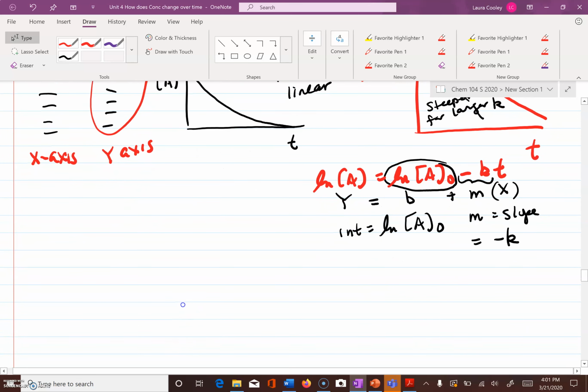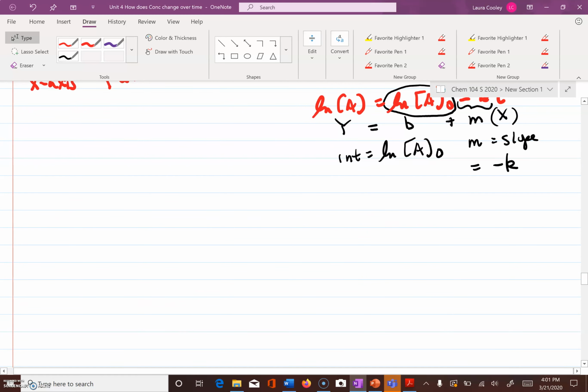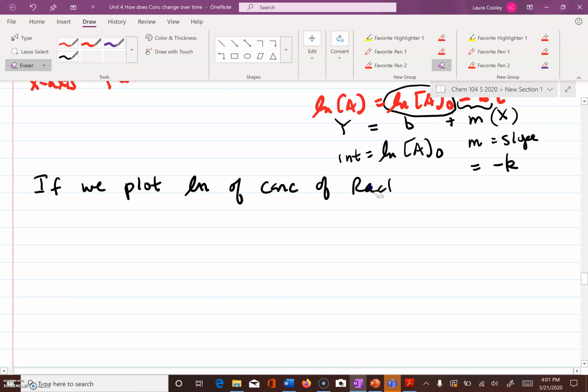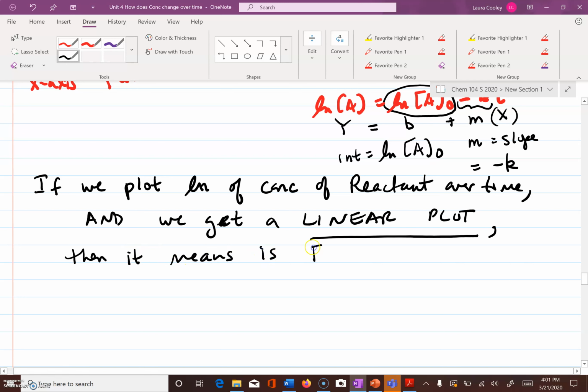So what's the big conclusion here? The big conclusion is that if we plot the log of the concentration of a reactant over time, and we get a linear plot, then it means the reaction was first order. So we have a method of figuring out if that reaction is first order.